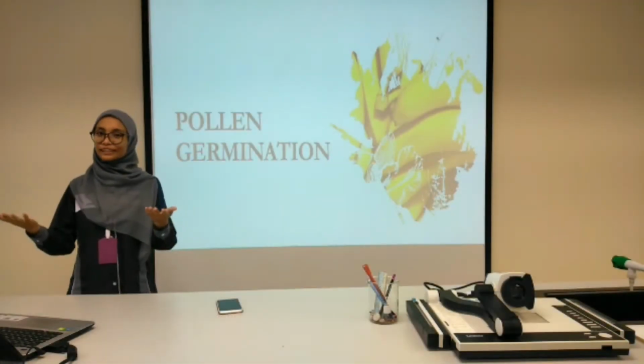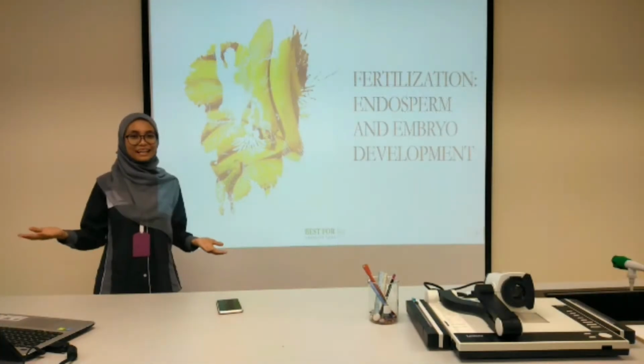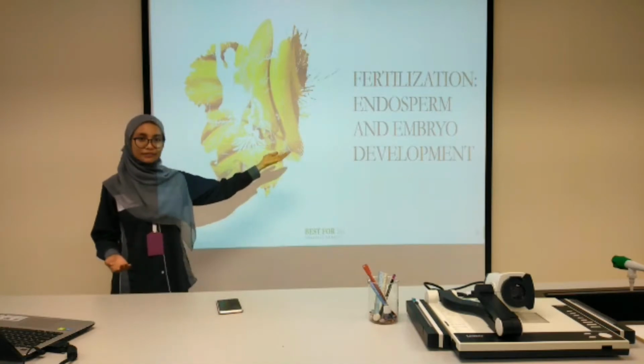Next, I'm going to tell you about pollen germination. After we ran the experiment for 2 days, a long pollen tube was formed. Right here. We germinate in a medium consisting of salt and sucrose solution. The sugar in the medium acts as an osmotic regulator, which regulates the diffusion rate of water from the medium to the pollen grain. Next, I'm going to tell you about fertilization, which includes endosperm and embryo development.